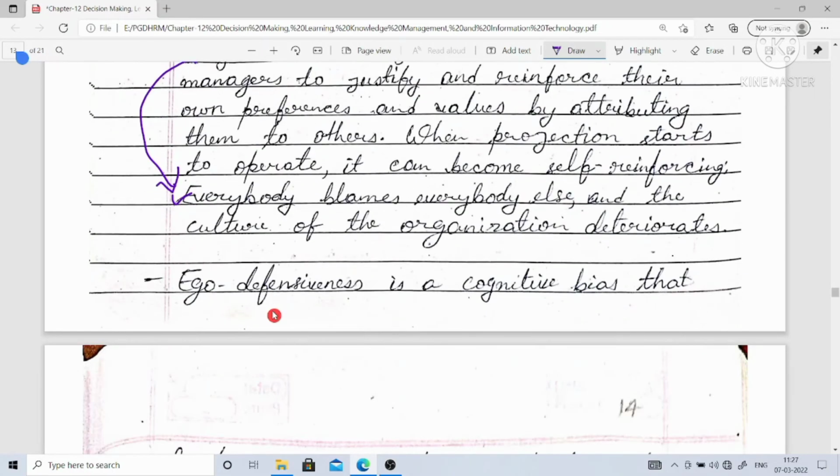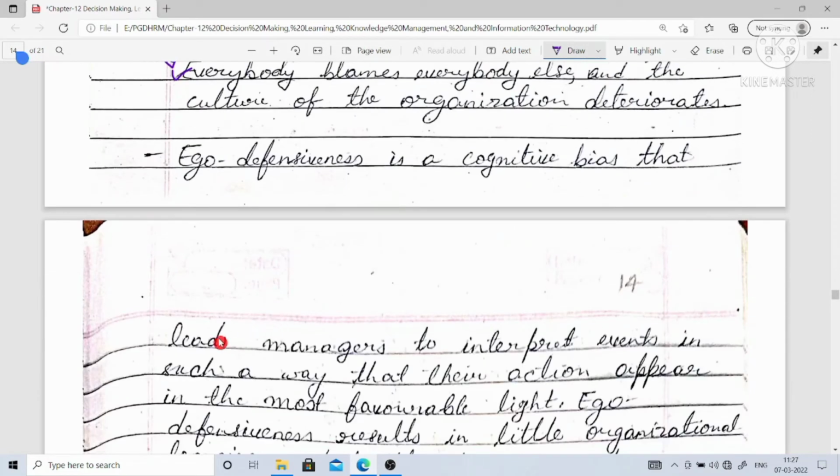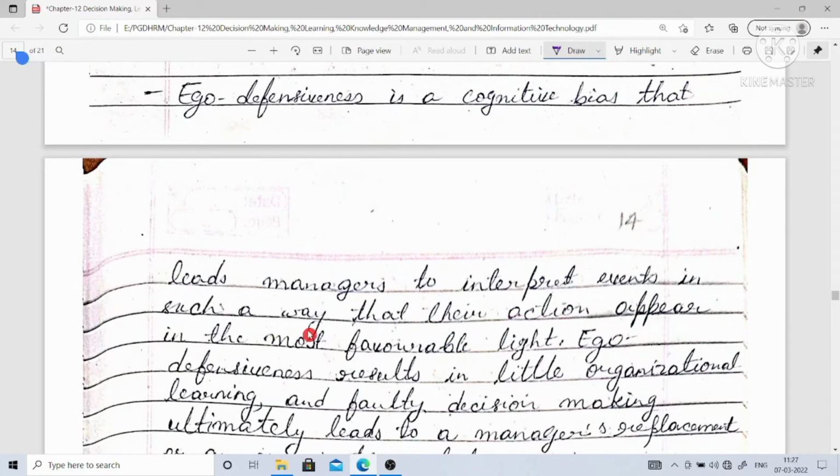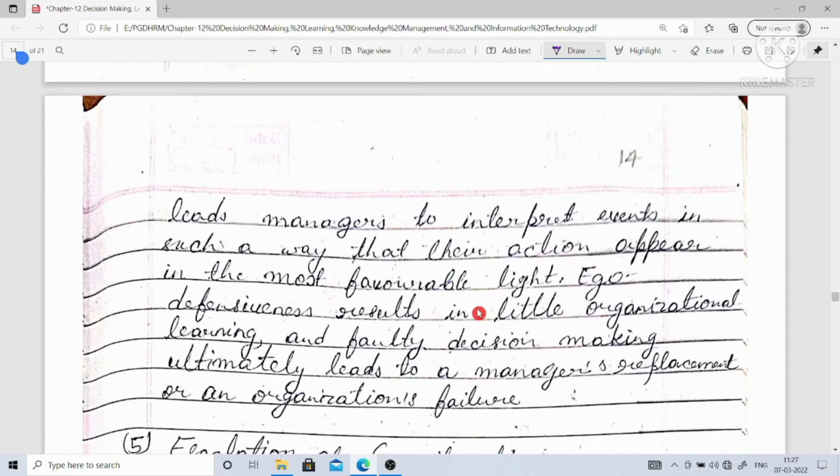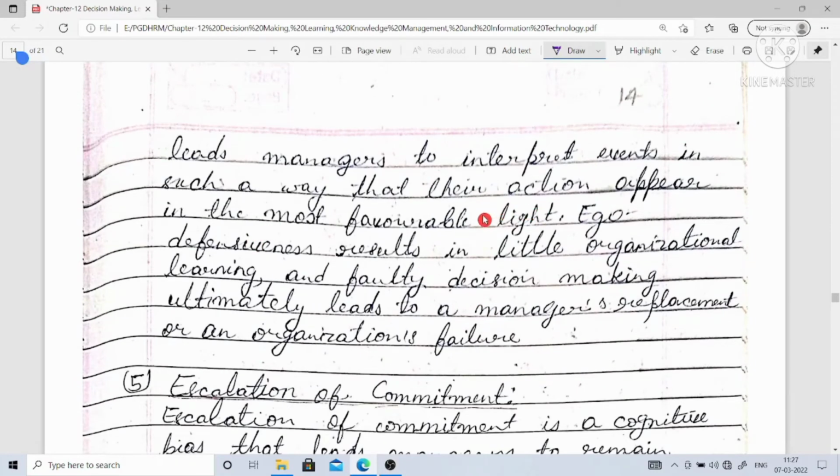Second here given is ego defensiveness. Ego defensiveness is a cognitive bias. It leads managers to interpret events in such a way that their actions appear in the most favorable light. Ego means they try to show things in such a way that they want people to favor their actions. Ego defensiveness results in little organizational learning and faulty decision making, ultimately leading to a manager's replacement or an organization's failure.